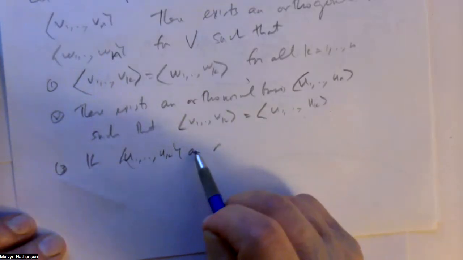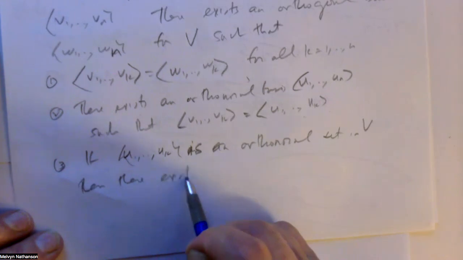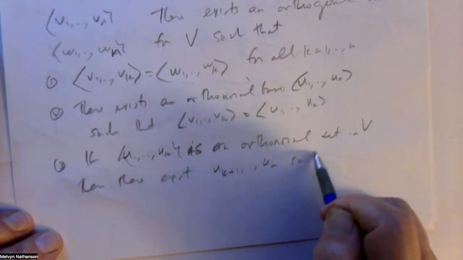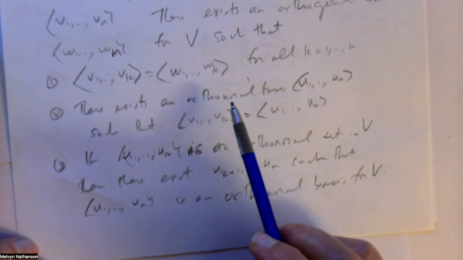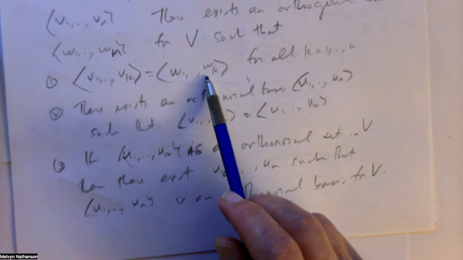And the third property is, if U_1 up to U_k is an orthonormal set in V, you can extend it to a basis: there exist vectors U_{k+1} up to U_n such that U_1 up to U_n is an orthonormal basis for V. Now, to show that 1 implies 2 implies 3 is easy, because if you have an orthogonal basis, take each vector, divide by its length, you get unit vectors, and that gives you the orthonormal basis. So 1 implies 2.